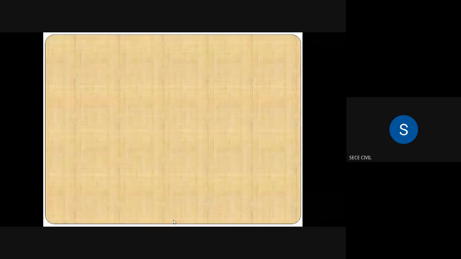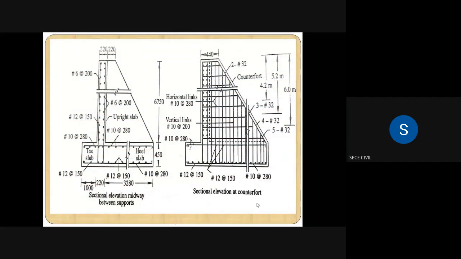So in this diagram you can understand. You can see here, at 6 meter height from top we are doing the curtailment for only 1 bar. At this portion, the curtailment is for only 1 bar. Similarly, the next at 5.2 meter height from the top, at this portion, we are doing the curtailment for 2 bars.